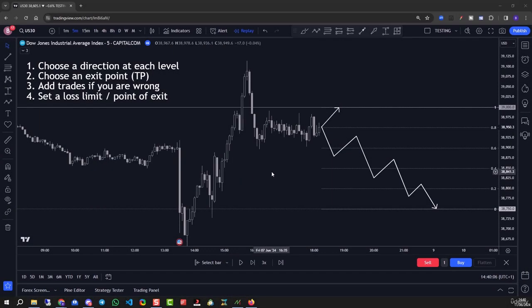Okay, let's carry on from where we left off then. So we've just put on a buy trade. I'm actually going to replace this arrow just so we don't get confused. I'm going to use this type of arrow. So we've put on a buy trade and our take profit is up here.